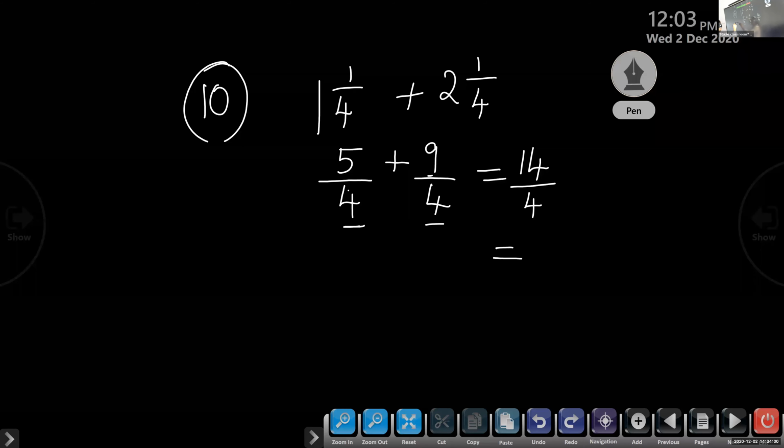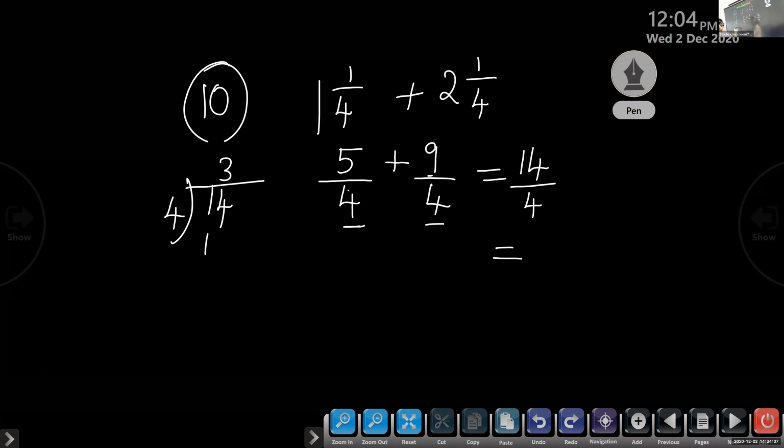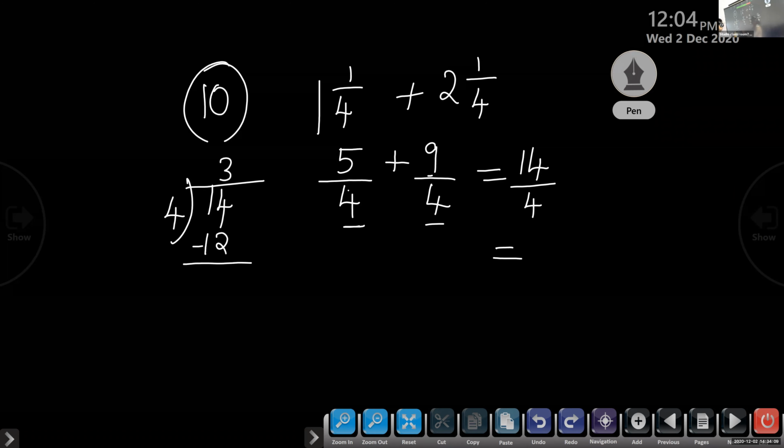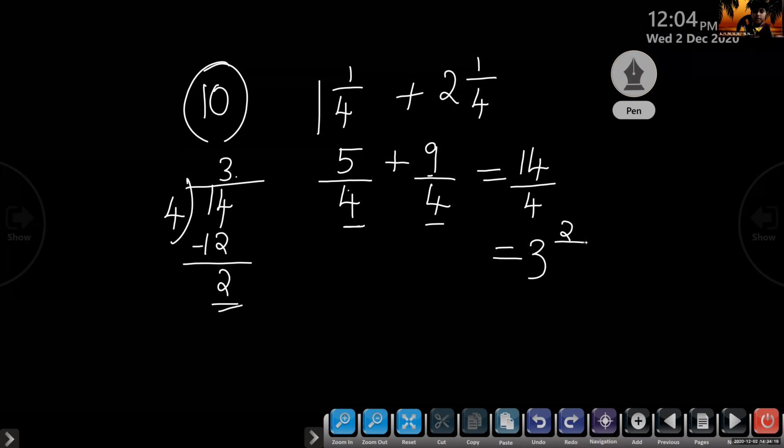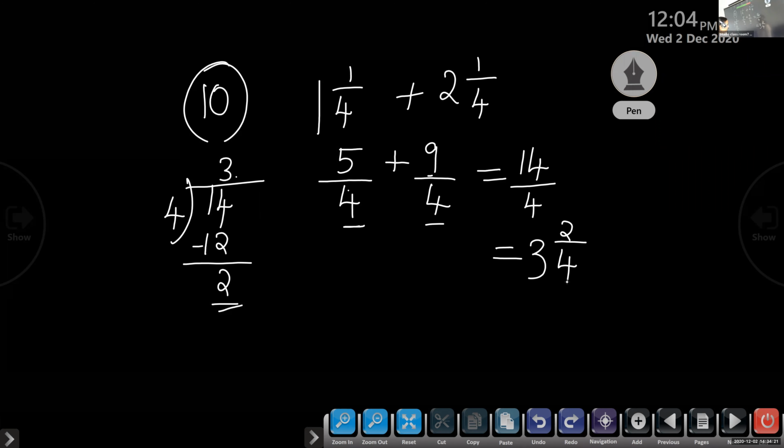So 14 divided by 4. So 3 into 4, that is 12. Okay. Then what is the remainder? 2. So what is the mixed fraction here? Tell me. 3 is the whole number, 2 is the numerator, 4 is the denominator. So this is the answer. Is it easy? Yes, ma'am.